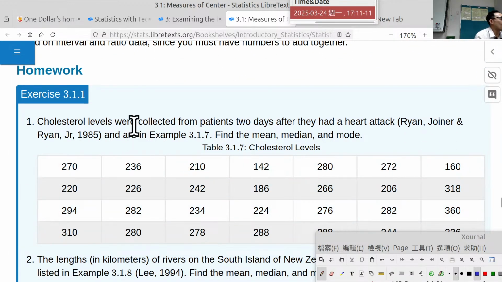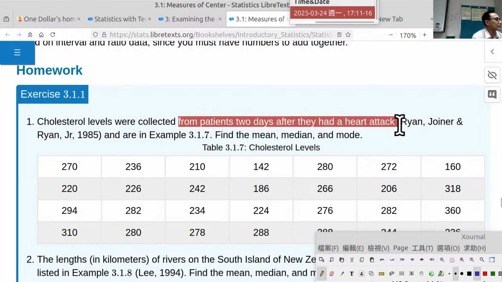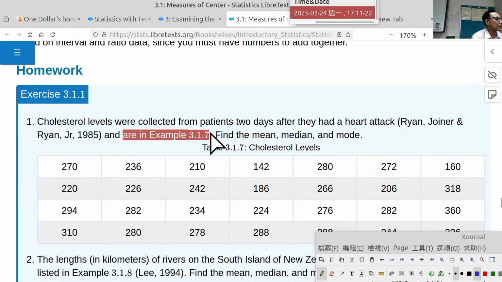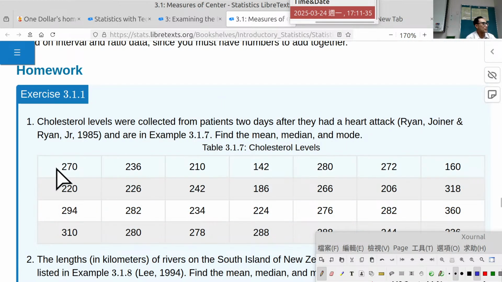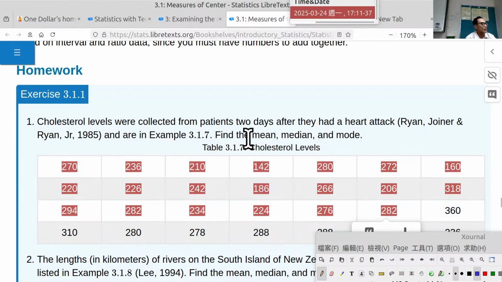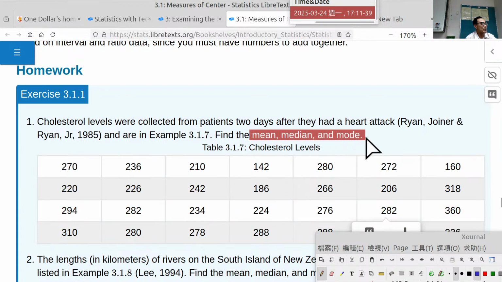Cancer rolls were collected from the patients 2 days after they had a heart attack, and the real data is from 1985, in example 3.1.7. Find the mean, median, and mode. Okay, please do this part. 1 minute, then we can finish this. Move to next. Please find the real data here, the mean, the median, and mode.